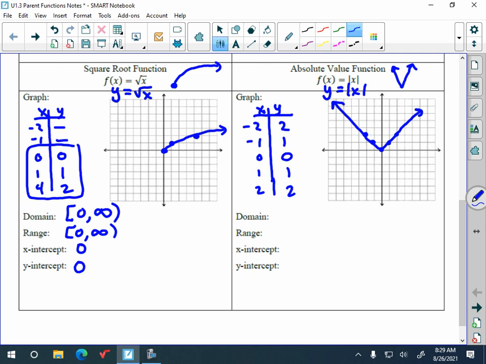So I'm showing you how to use an XY table because if you forgot the shape or what it even looks like, you can always make an XY table and plot points, and from those points, the shape should start to materialize. What's the domain? Range? Yeah, it's 0 to infinity. X-intercept? 0. Y-intercept? 0.